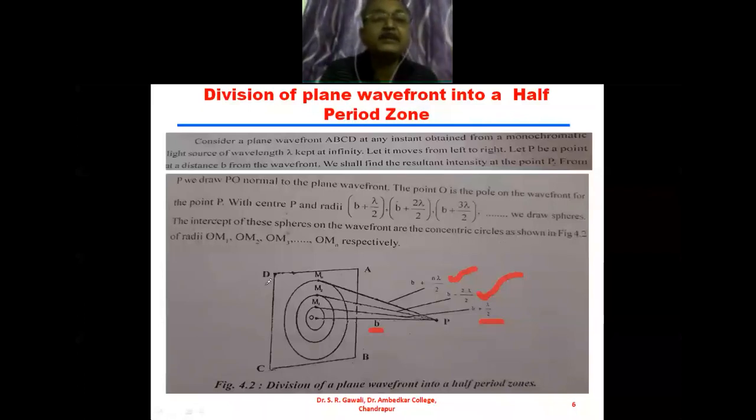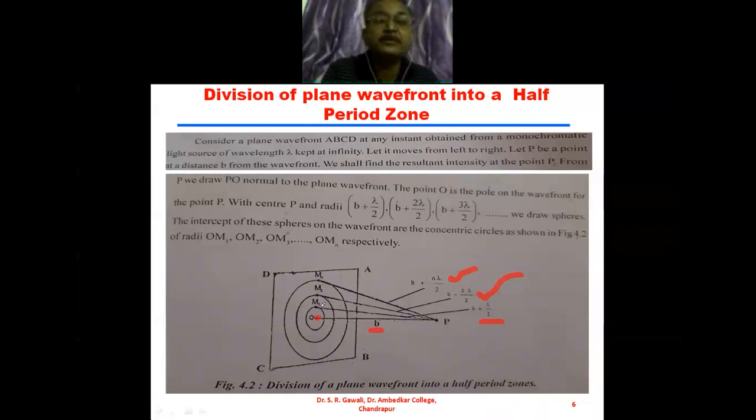The radii of the circles are OM1. This is the point O, and this is the point M1. Then OM2, OM3, and so on, OMn. These are the different radii of these spheres. So here this OM1 is nothing but the first half period zone.